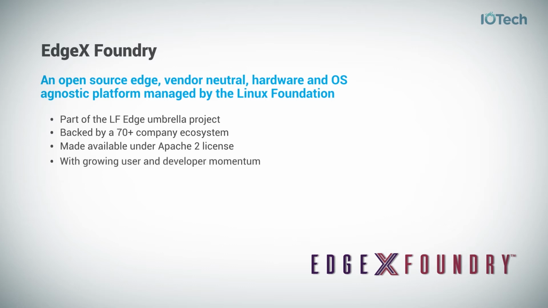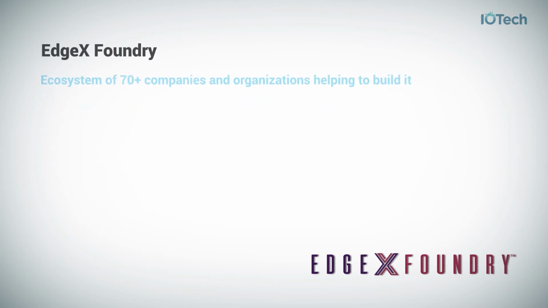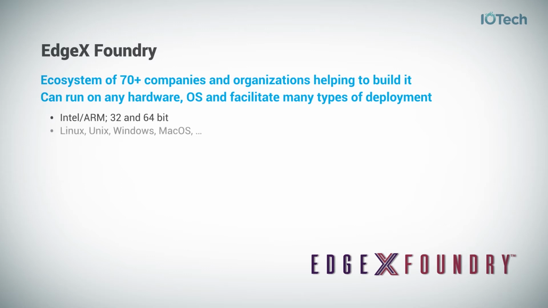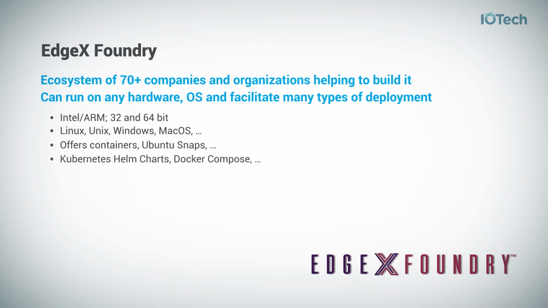And the EdgeX Open Edge platform and ecosystem has industry momentum to the tune of 3 million Docker container downloads and growing at over 25% per month as an example metric of its trajectory. So yes, EdgeX has a large ecosystem behind it. And it is agnostic, running on Intel and ARM 32 and 64-bit platforms. It runs on Linux, Unix, Windows, Mac, and other operating systems. It has containers, but can also run in non-containerized environments. The community has developed Docker Compose, Kubernetes Helm charts, and Ubuntu Snaps to show flexibility in deployment and orchestration.